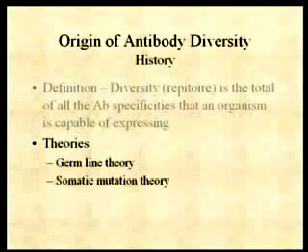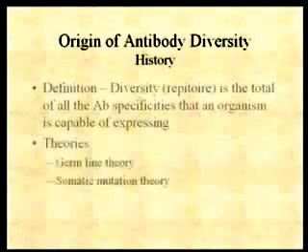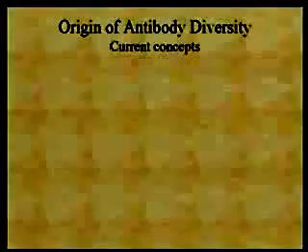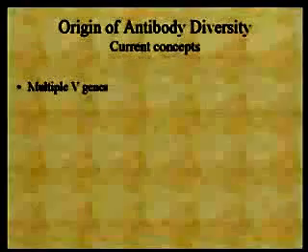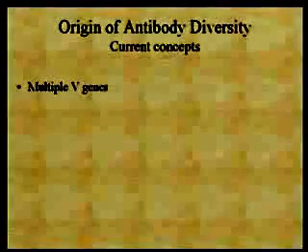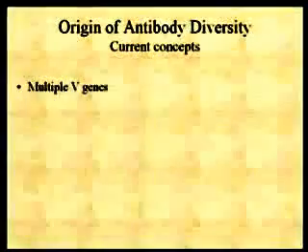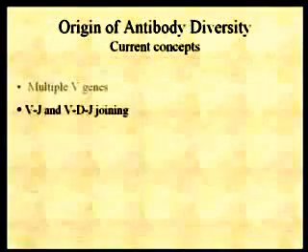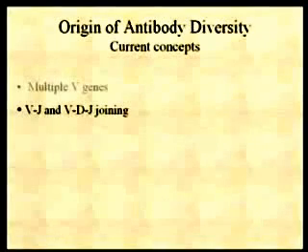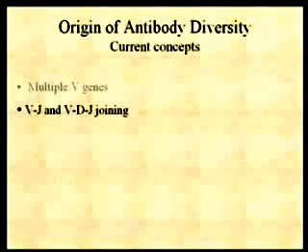So what is our current understanding of how we generate our diversity? Well, clearly, one of them comes from the fact that we've got multiple variable region genes. So we've got a number of different genes. That certainly contributes to our diversity. The main part of the diversity, however, appears to be coming from this VJ recombination in the case of the light chains and VDJ recombination in the case of the heavy chains.